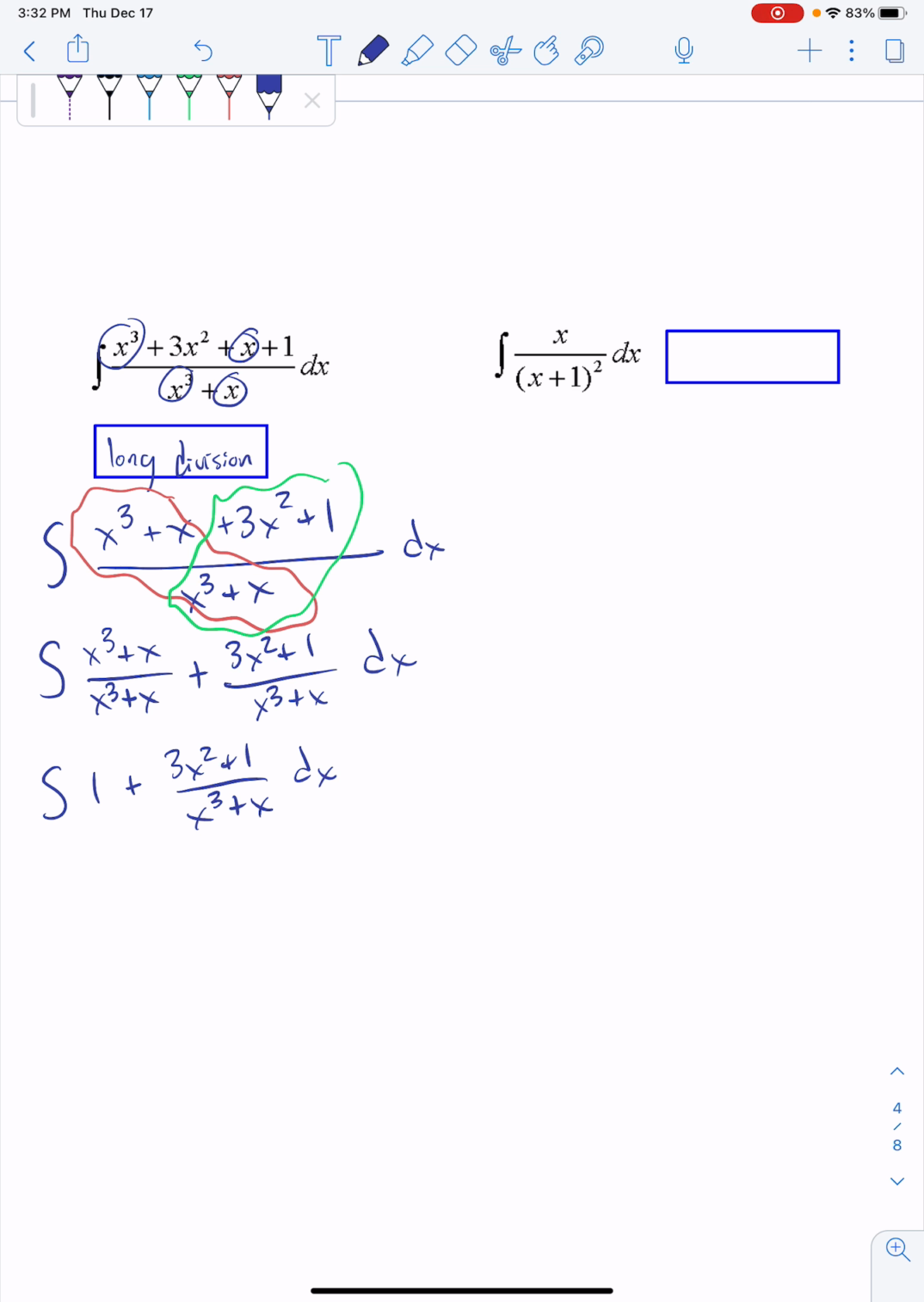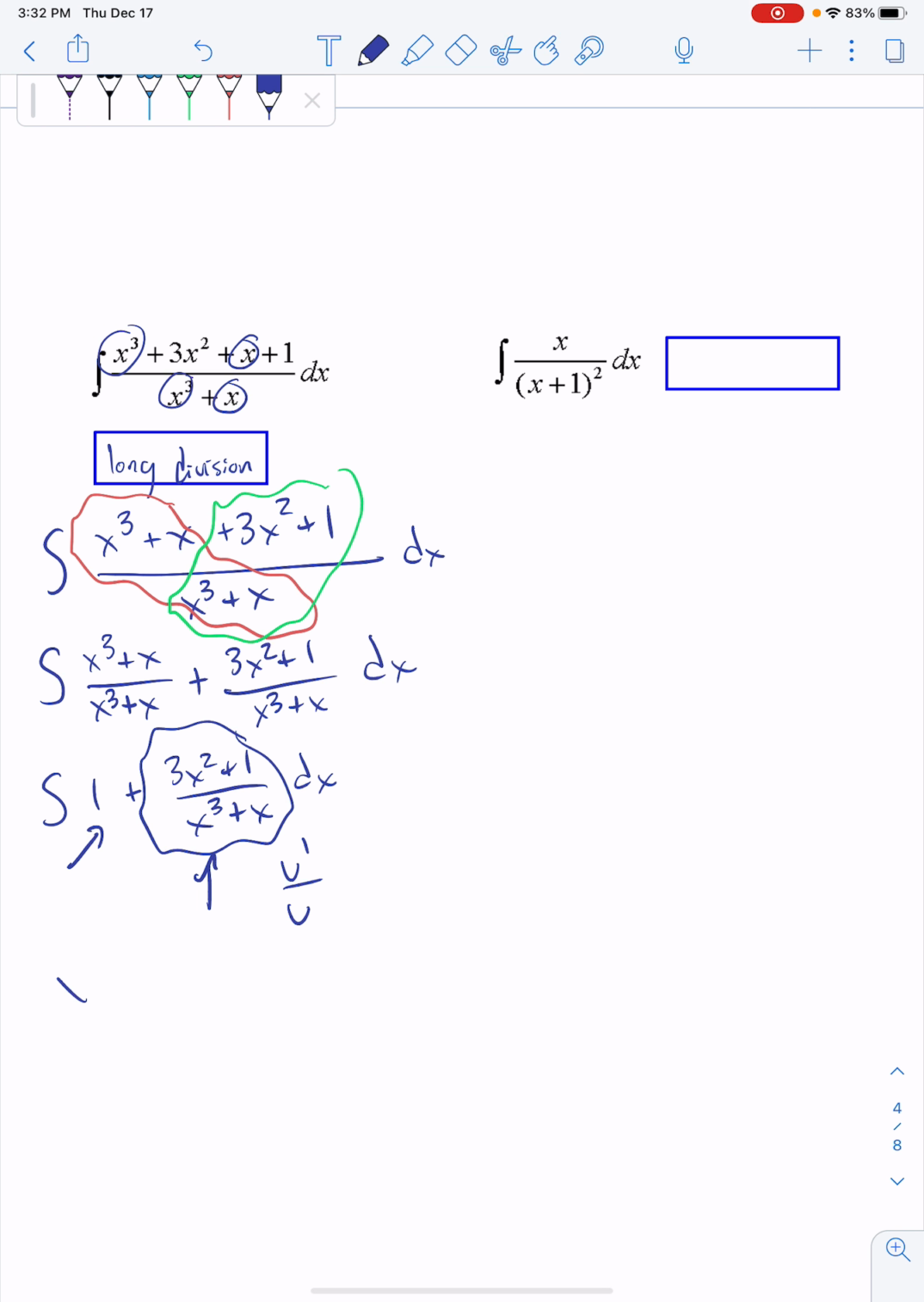Other than, actually we don't, because what this right here is a u prime over u. If I take the derivative of the bottom, I get 3x squared plus 1, which is exactly what's on top. So that just becomes a u prime over u. So when I integrate, the integral of 1 is just x.